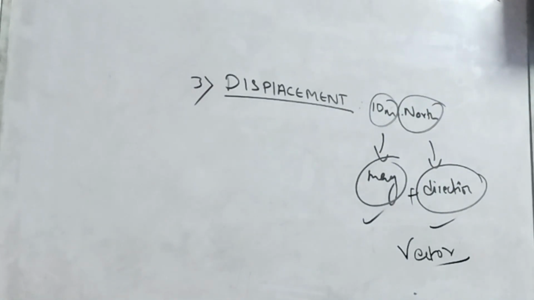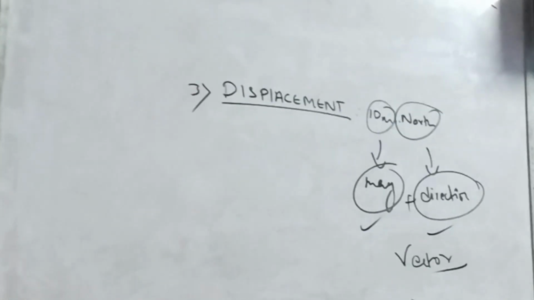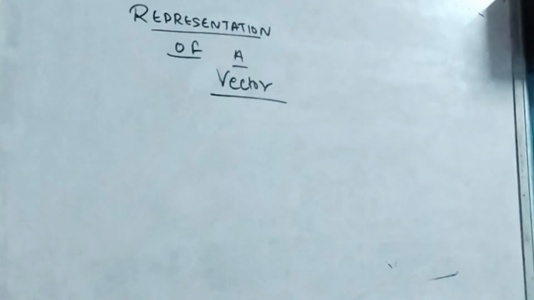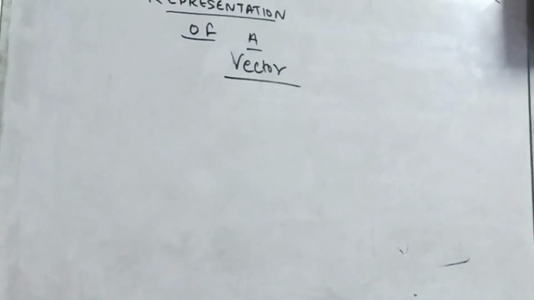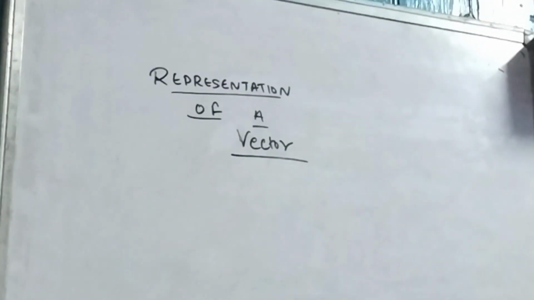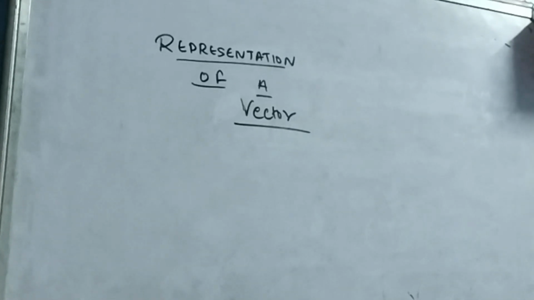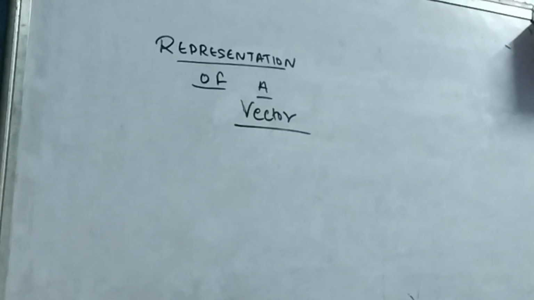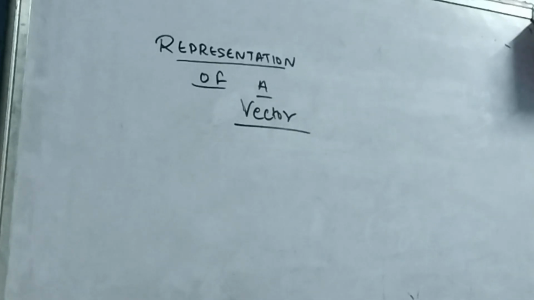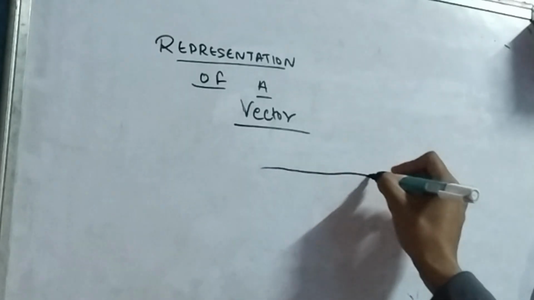So now we are moving forward, and now we'll do representation of a vector. So as we know, vector has a magnitude and a direction. Let's begin with the simple arrow.